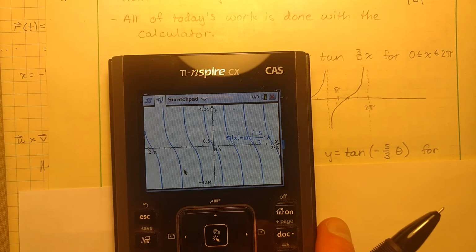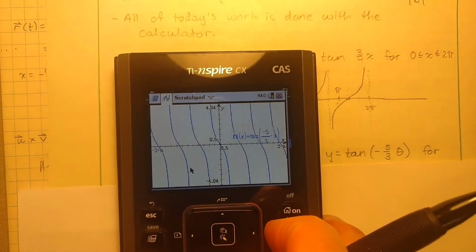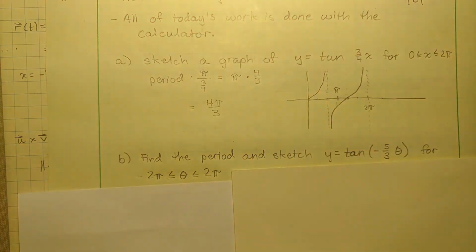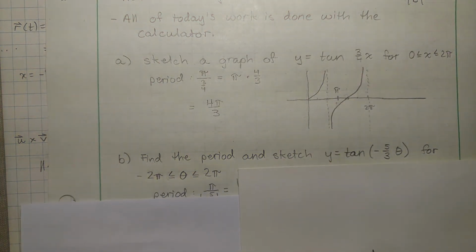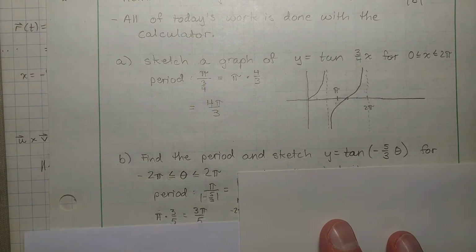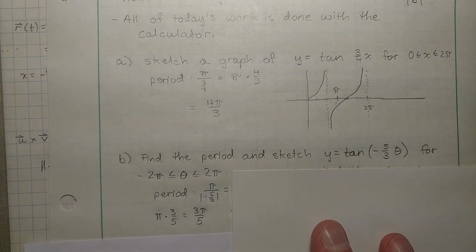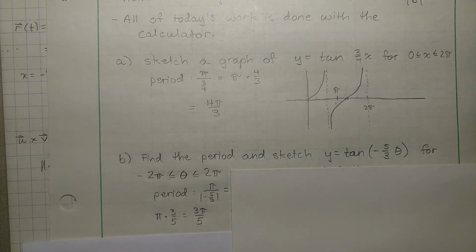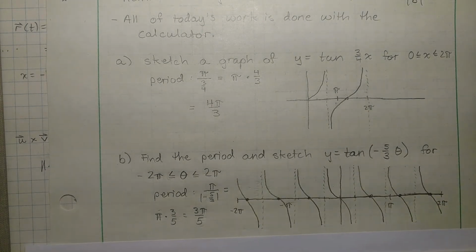And so when I go to sketch that, first I have to find the period. So finding the period, I know the period is going to be pi over the absolute value of -5/3, which is just 5/3. So that's pi times 3/5, the reciprocal, which becomes 3 pi over 5. So that's my period. So when I go to sketch this, it looks like this.